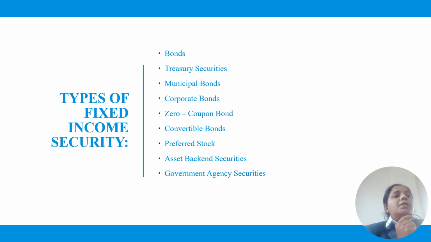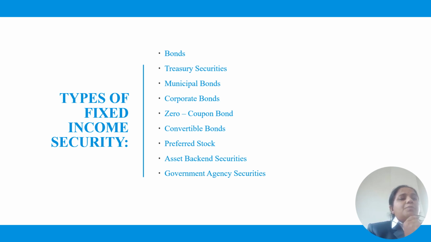Then zero coupon bonds. Zero coupon bonds do not pay periodic interest but are sold at a discount to face value. Then convertible bonds. Convertible bonds allow bondholders to convert their bonds into a predetermined number of common shares of the issuing company. Then preferred stock. While not traditional bonds, preferred stock shares characteristics of fixed income securities. Then asset-backed securities. ABS are backed by pools of financial assets such as mortgages, auto loans or credit card receivables.